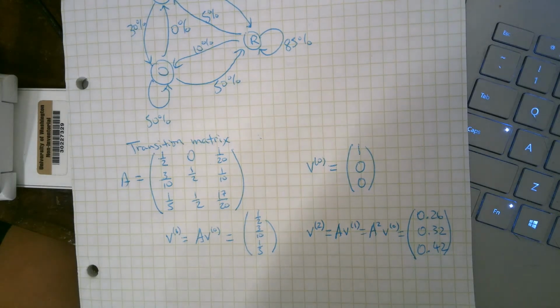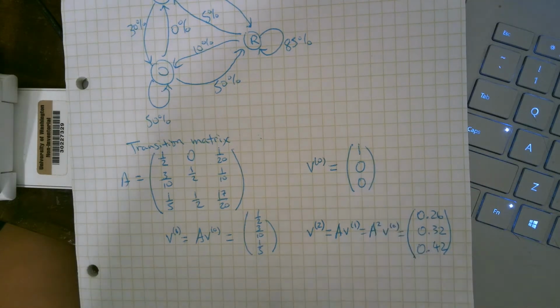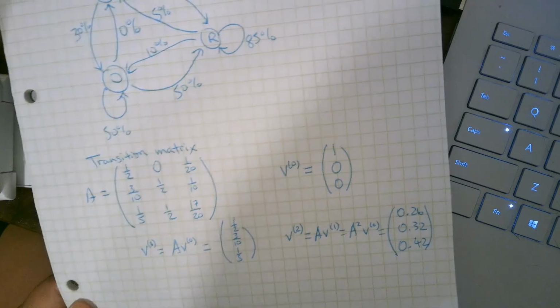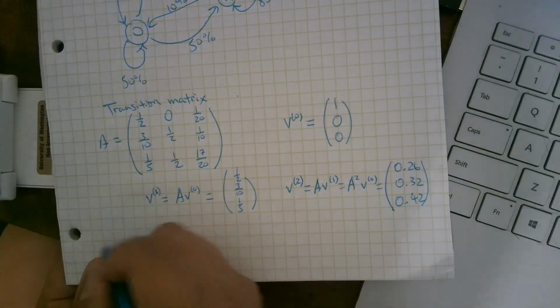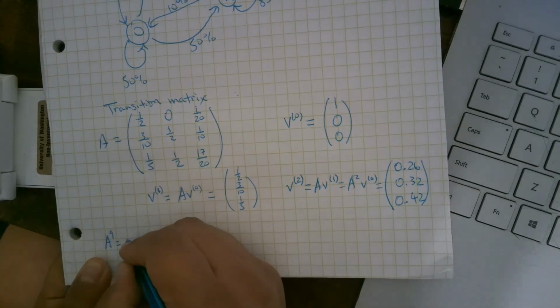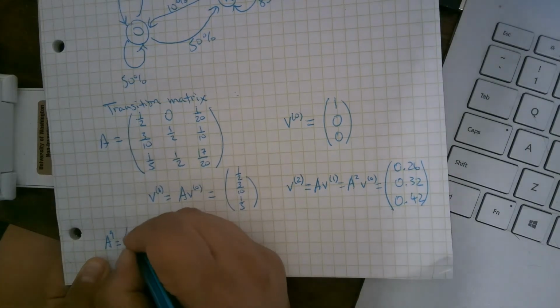Great, so I know that if today is sunny, in 2 days, I have a 26% chance of being sunny, 32% chance of being overcast, 42% chance of being rainy. And I could keep doing this. But multiplying matrices is hard. So let's just look ahead and see what happens. Let's look at A to the 9. And I'm just going to keep track of 3 decimal places.